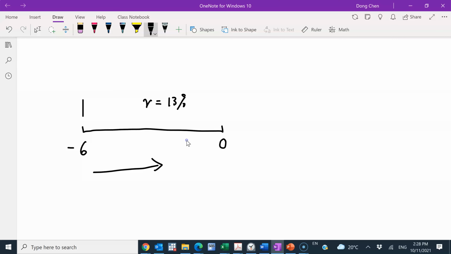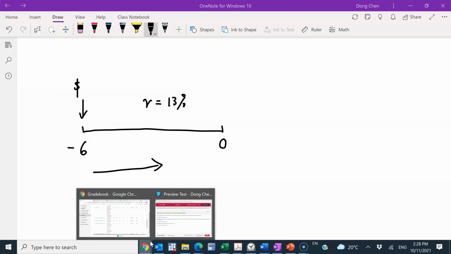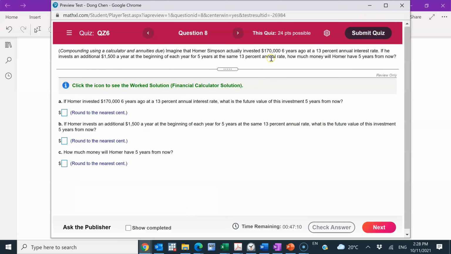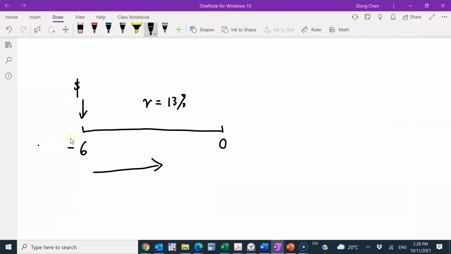So we deposited some money here. How much? Let's go back and check. $170,000. And then after that, the money will compound to today. And after today, we're going to do some additional investment.